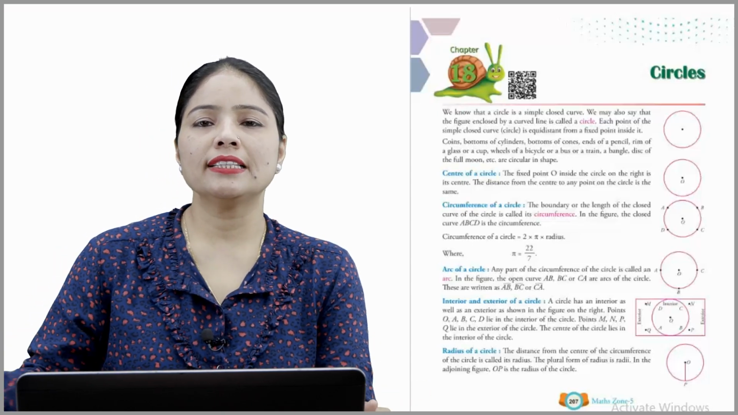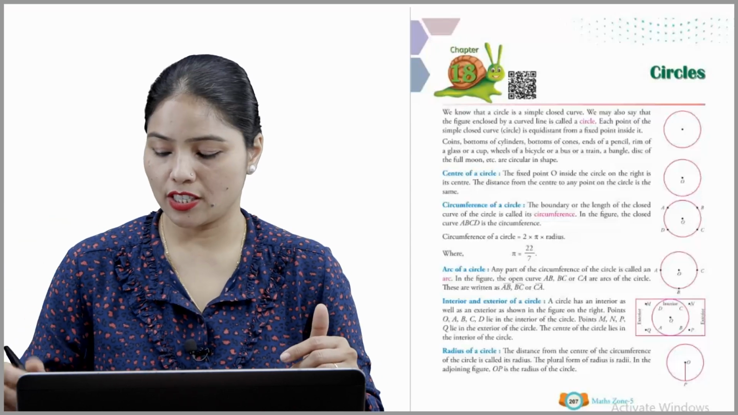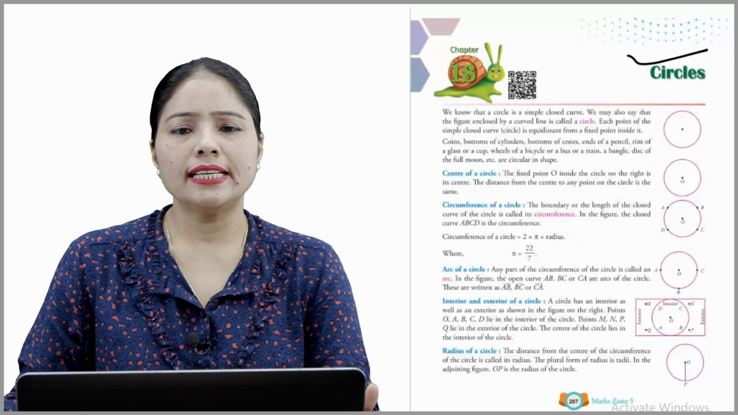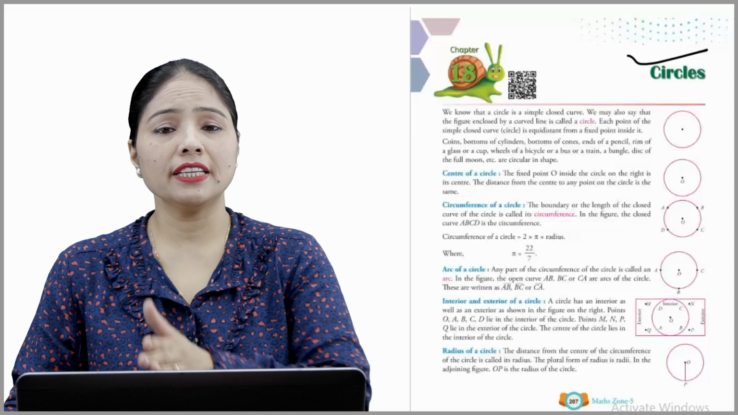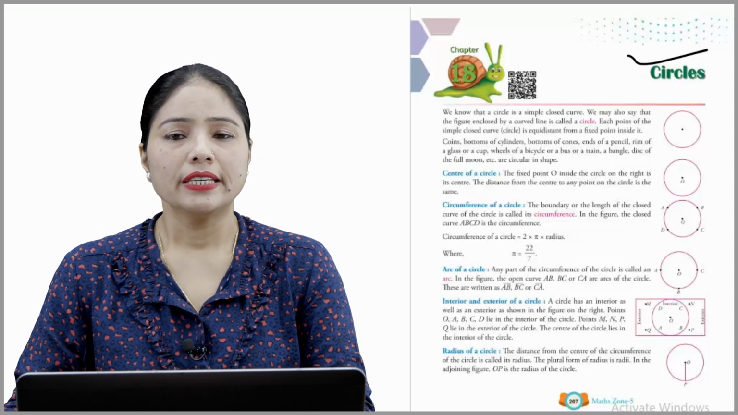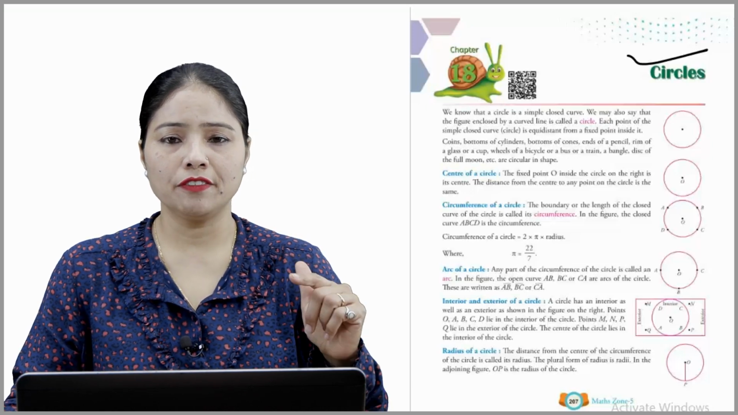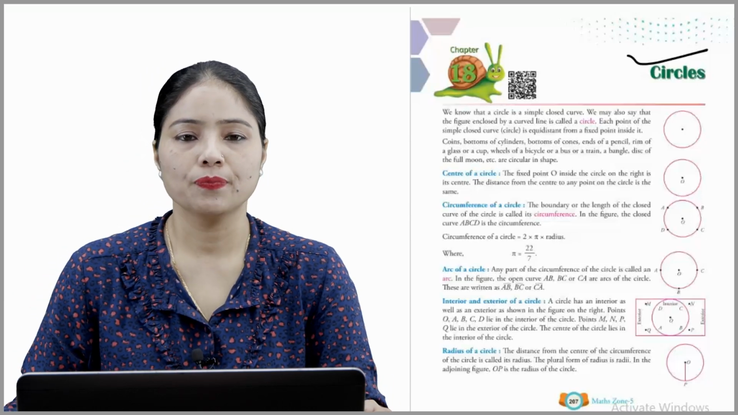So children, today in this class we are going to learn about circles. So let's start with that. We know that a circle is a simple closed curve. We may also say that the figure enclosed by a curved line is called a circle. Each point of the simple closed curve, meaning the circle, is equidistant from a fixed point inside it.